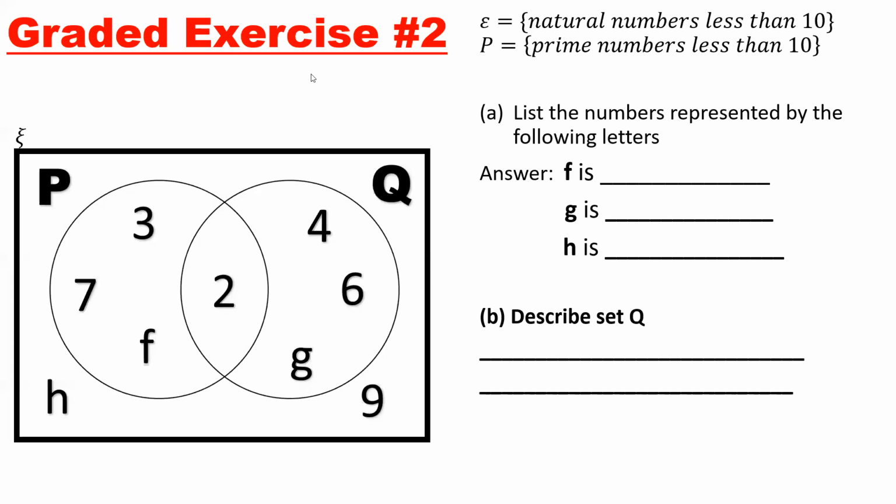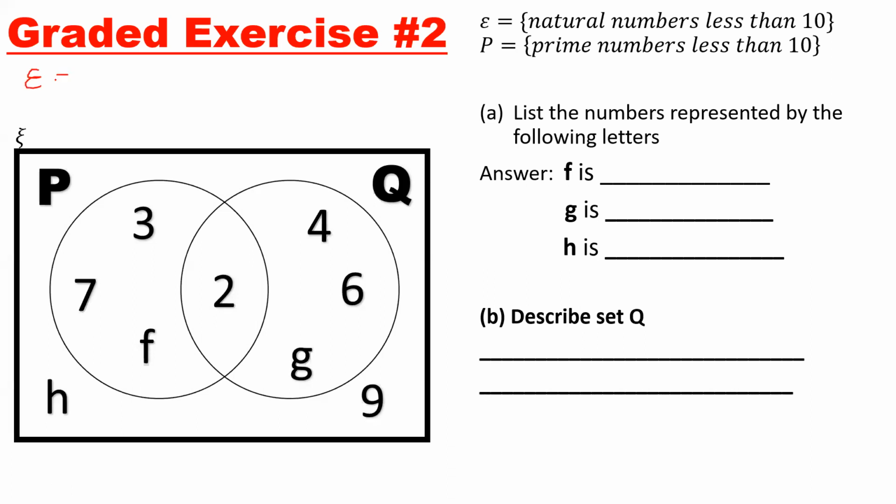Okay. So do not include 10 in your answer. So the answer is 1, 2, 3, 4, 5, 6, 7, 8, and 9. So the universal set, and this is very easy. Math is easy. Don't make it hard.